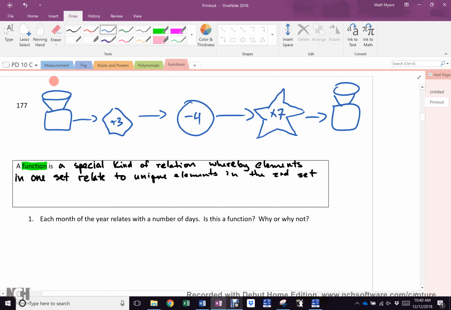And you dropped in a number, 3, and then you added 3 to get what? 6, and then you subtracted 4 to get what? 2, and then you multiply by 7 to get what? 14, and it spit out a 14. And they called this a function machine.